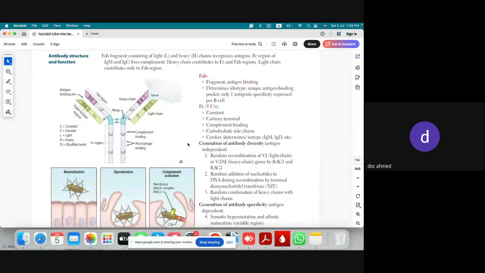Okay, perfect. So let's discuss our antibodies. We have been discussing that B cells give rise to the plasma cells. Plasma cells basically give you antibodies and everything. So let's discuss the structures of antibodies in a little bit of detail.